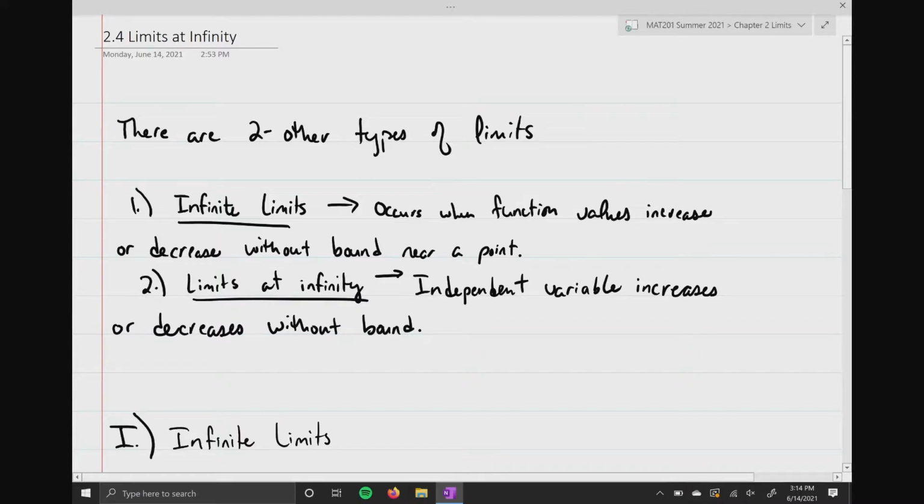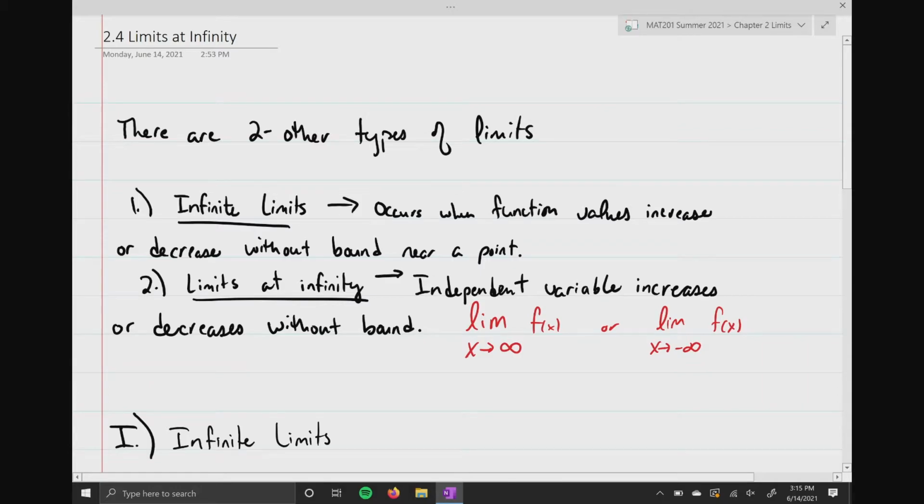The other type of limit is going to be limits at infinity, okay? And this is when the independent variable increases or decreases without bound. So the difference here is, and I'm going to write this in red for us, you're going to have the limit as x approaches, let's say, infinity of some function, or the limit as x approaches negative infinity of some function. In other words, that independent variable is either increasing or decreasing without bound, okay?